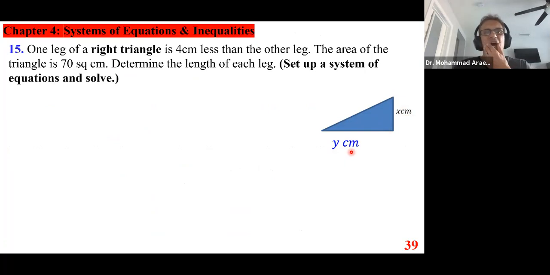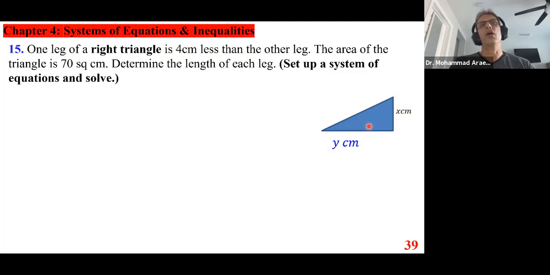Now, one leg is 4 centimeters less than the other. So which one is less? This one is less, right? Okay, so you can say x is y minus 4. That's the meaning of the first sentence. Okay, because x is less than y clearly in our drawing here. Doesn't matter which one you write as long as you define it. So the way we have it, x is less than y, so therefore this is the equation.